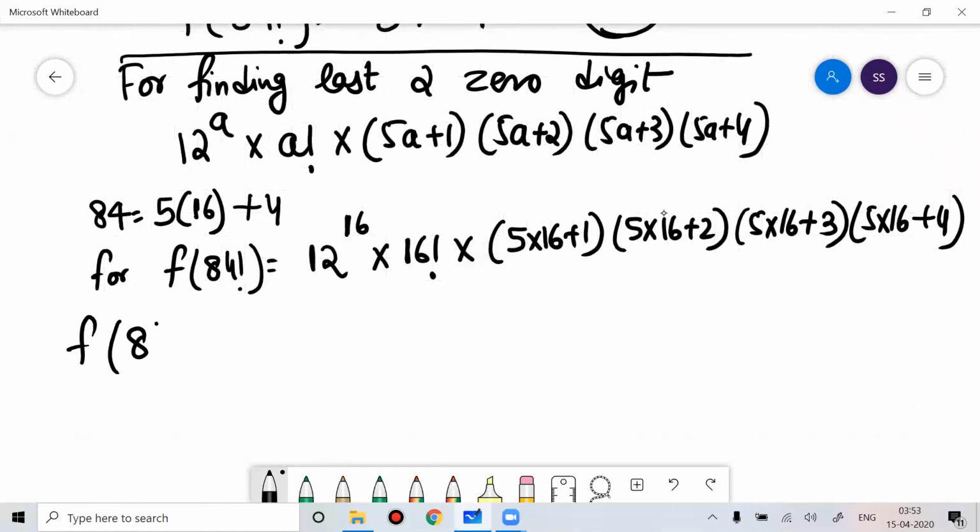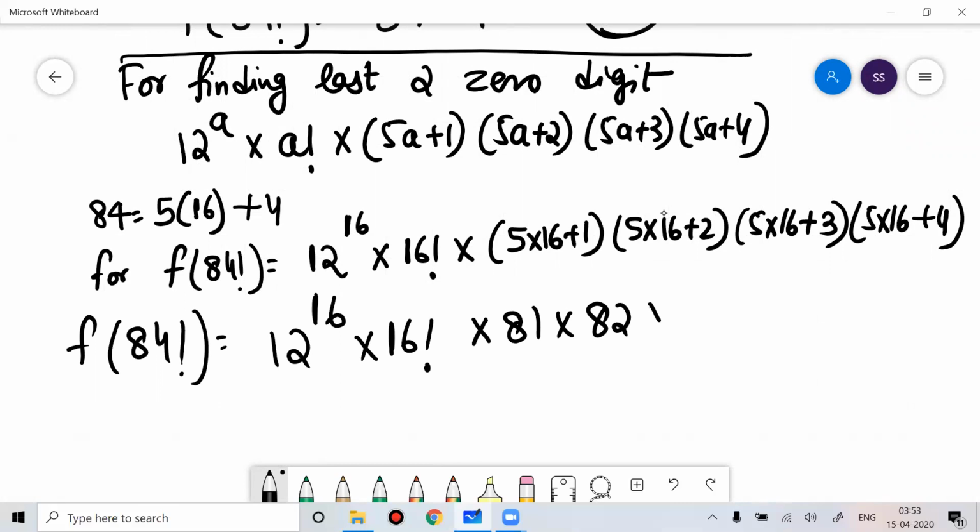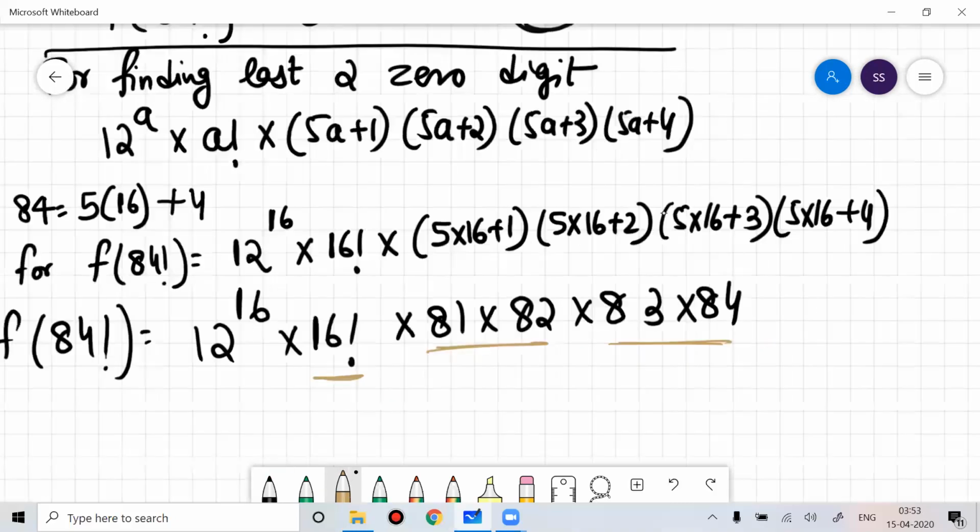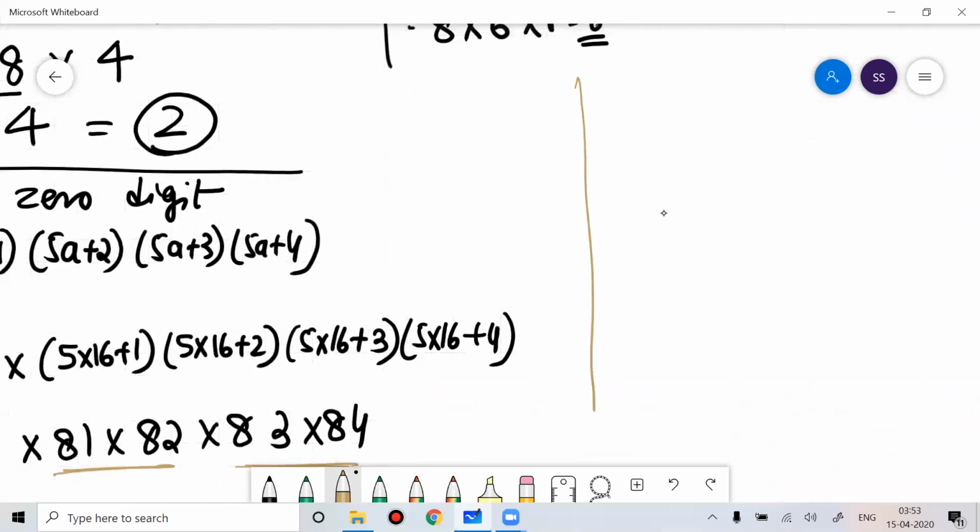So for 84 factorial, you have to find 12 to the power 16 into 16 factorial into 81 into 82 into 83 into 84. You have to just bother about the last two digits of the number. Now see this, 81 and 82 I'll do together, 83 and 84 I'll do together. 12 to the power 16 I have to do separately. You can do 16 factorial separately. Let's do 16 factorial first.